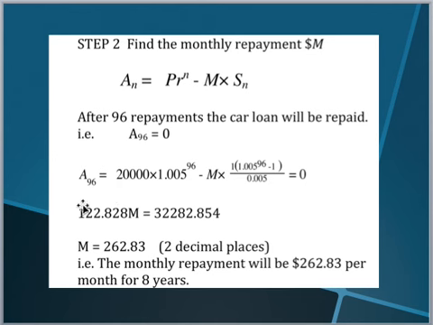So substituting in and calculating, we finally get M is equal to approximately $262.83 per month for 8 years. That's the monthly repayment.